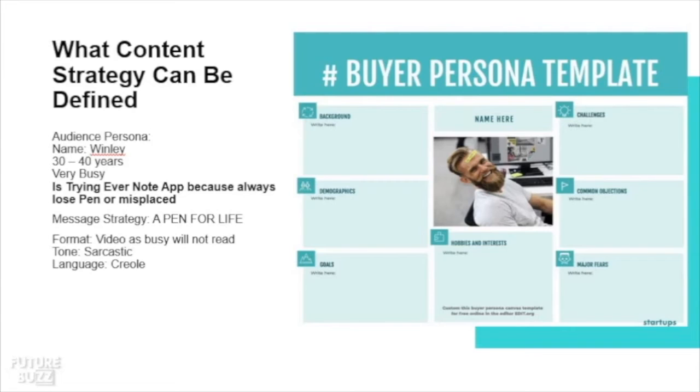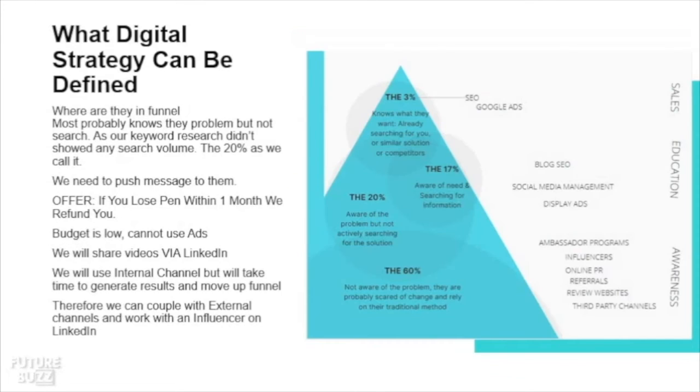So the message strategy, then we can define a message strategy, is just to say a pen for life. Then the format of this message should be in video because the person is busy, don't like to read too much. Kind of sarcastic tone also would be appropriate when we look at the buyer persona image template. We can imagine that person, and the language is Creole, would be most appropriate for this target audience.